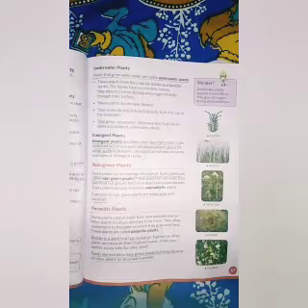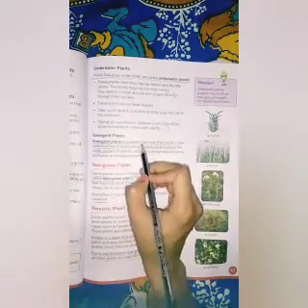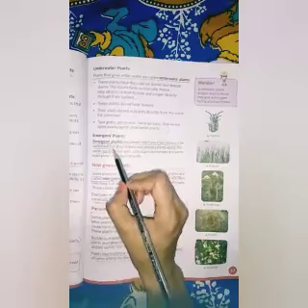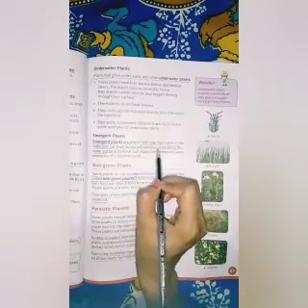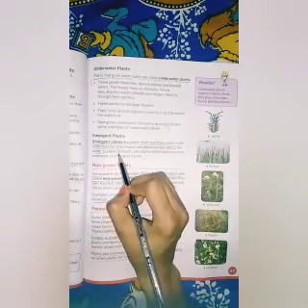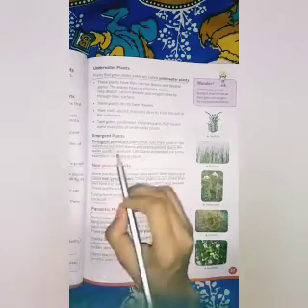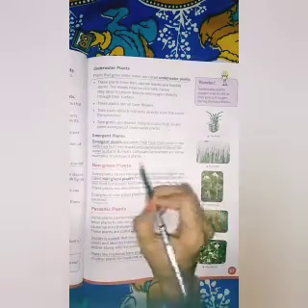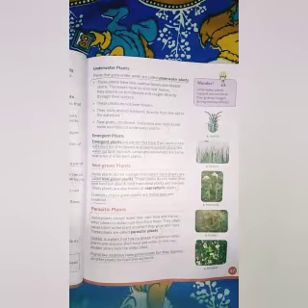Number 4 is emergent plants. Emergent plants are the plants that have their roots in the waterbed, but their leaves and stem extend above the water surface. These are the emergent plants. Bulrush, cattail and arrowhead are some examples of the emergent plants.